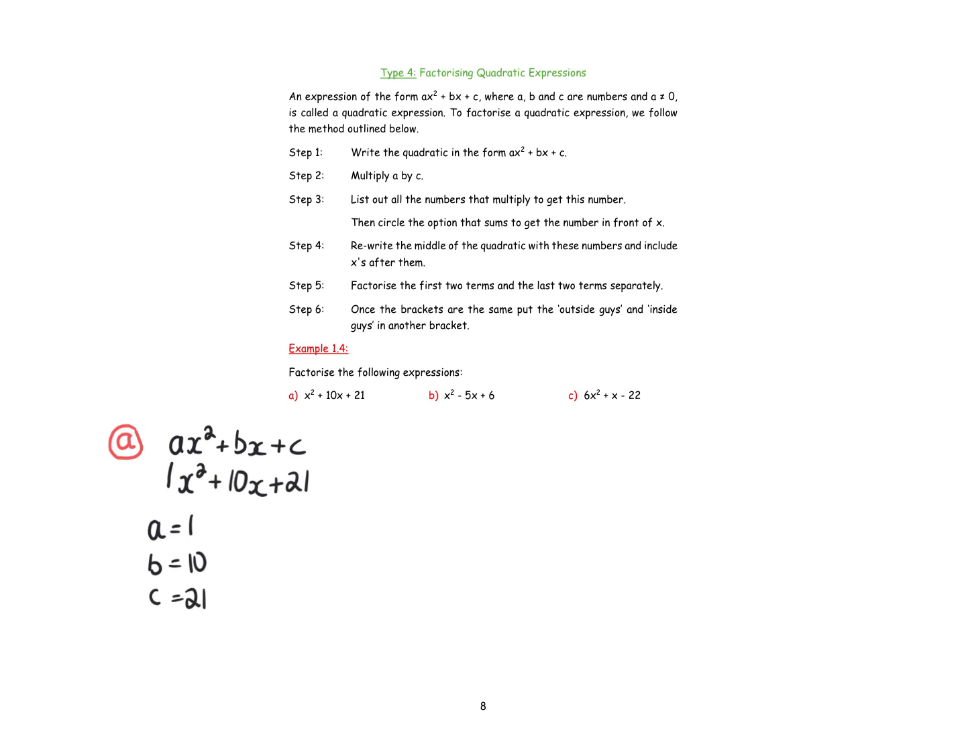Next, I multiply a by c. And here we can see a times c is 1 times 21. That gives me 21. And then I list the numbers that multiply to get this number. The best way to do this is start with 1. So we have 21 times 1 will give us 21, but also minus 21 times minus 1 will also give us 21.